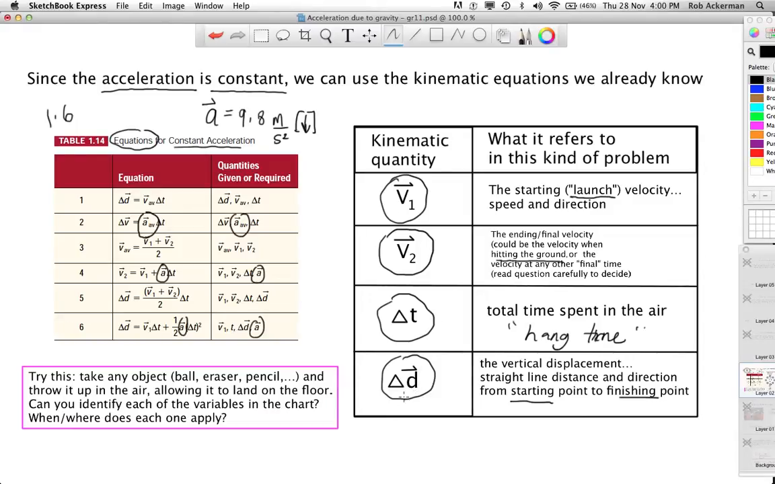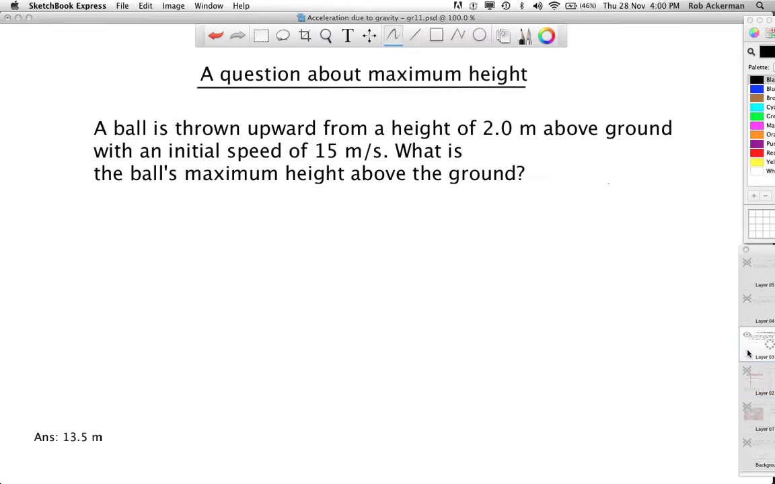All right, and you're back, and now we're actually going to try to solve some problems involving these. So let's have a look at one. This is kind of a classic one. I'll read it to you. It's about something called maximum height. A ball is thrown upward from a height of 2 meters above the ground. So picture a person throwing the ball in the air. Its initial speed is 15 meters per second. And because we know it was thrown up, therefore we also know its velocity, we know its direction. What is the ball's maximum height above the ground?